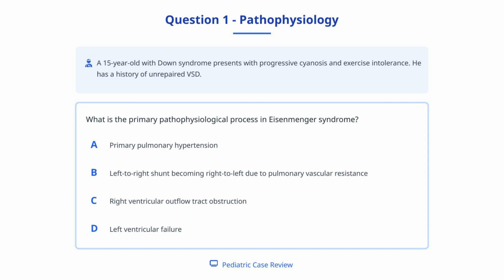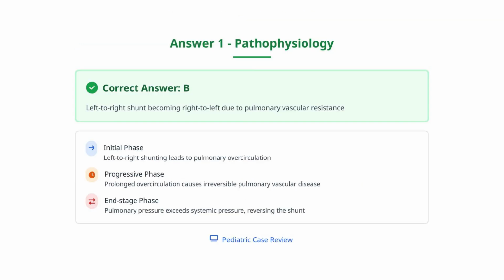Let's start with our first case. A 15-year-old with Down syndrome presents with progressive cyanosis and exercise intolerance. He has a history of unrepaired ventricular septal defect. What is the primary pathophysiological process in Eisenmenger syndrome? Is it A. Primary pulmonary hypertension, B. Left to right shunt becoming right to left due to pulmonary vascular resistance, C. Right ventricular outflow tract obstruction, or D. Left ventricular failure? The correct answer is B.